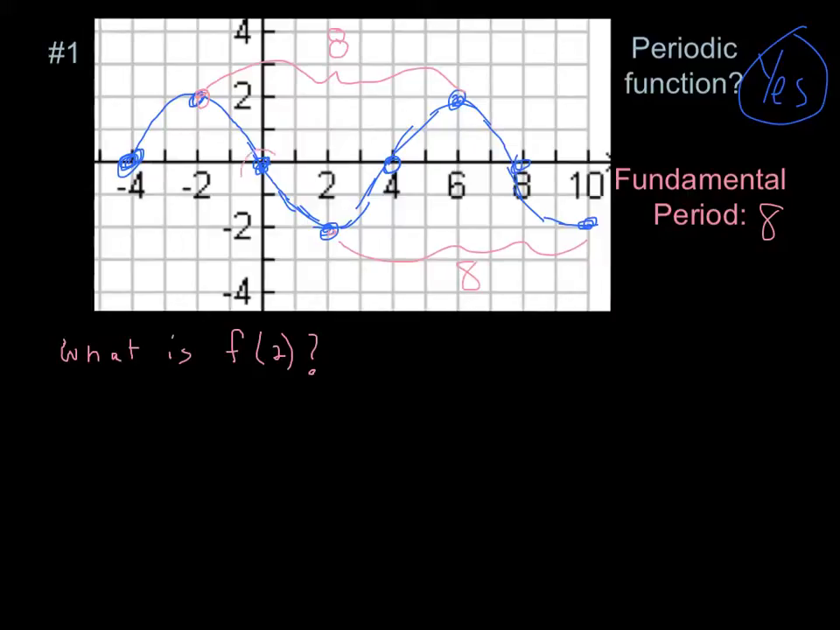Or you could do it from mid to mid. How long does it take to start over? 0 to 8 is 8. I mean, there's a lot of different places. You could do it from -4 to 4. That's 8. That's how long it takes to start over.